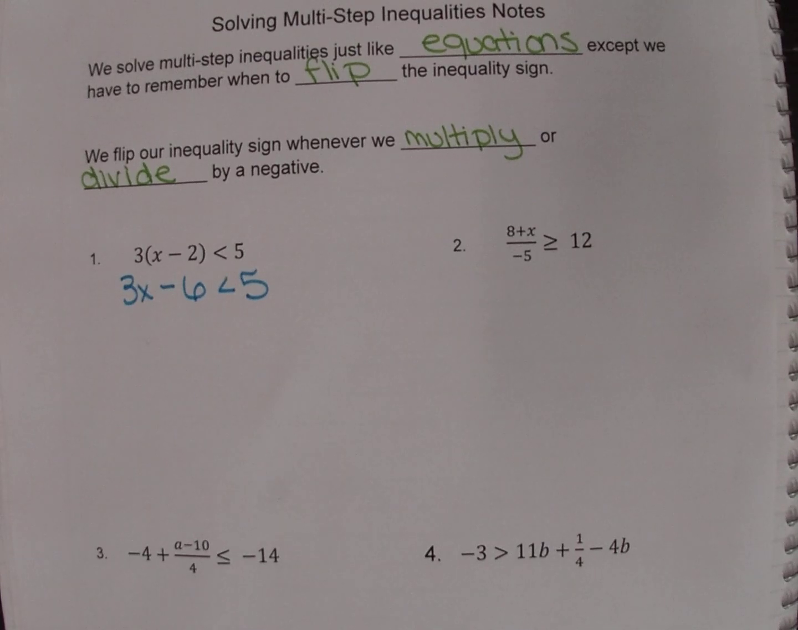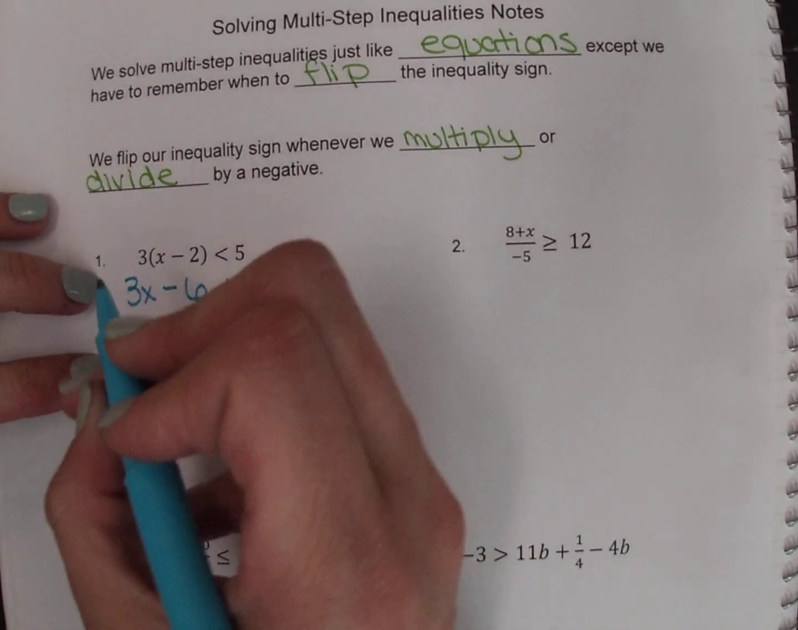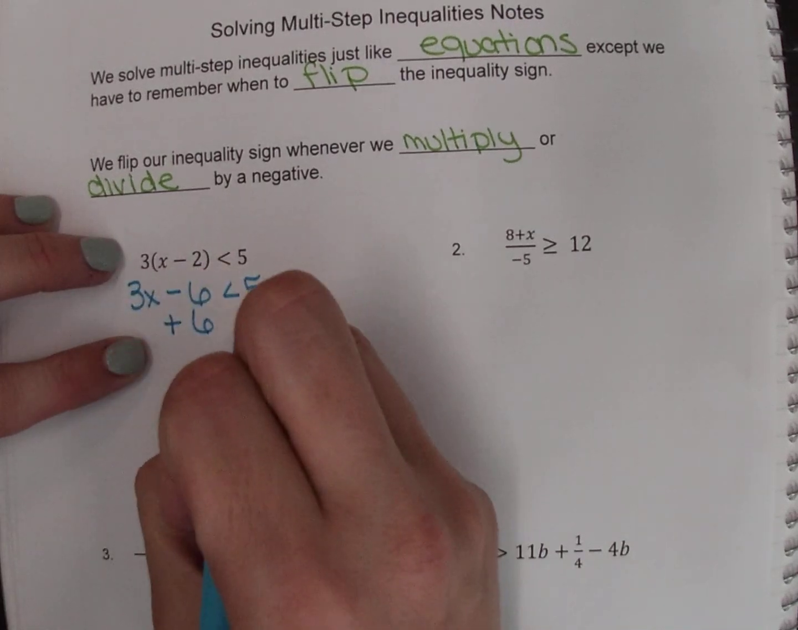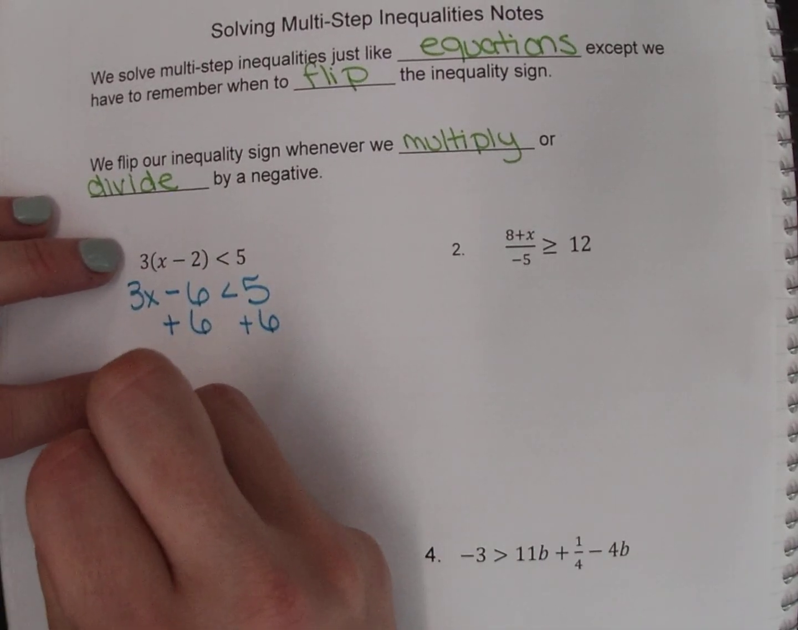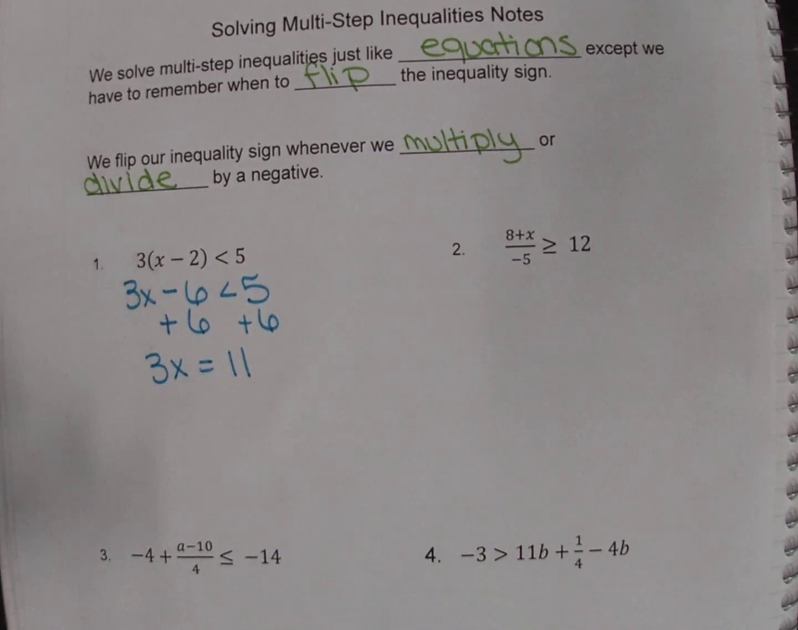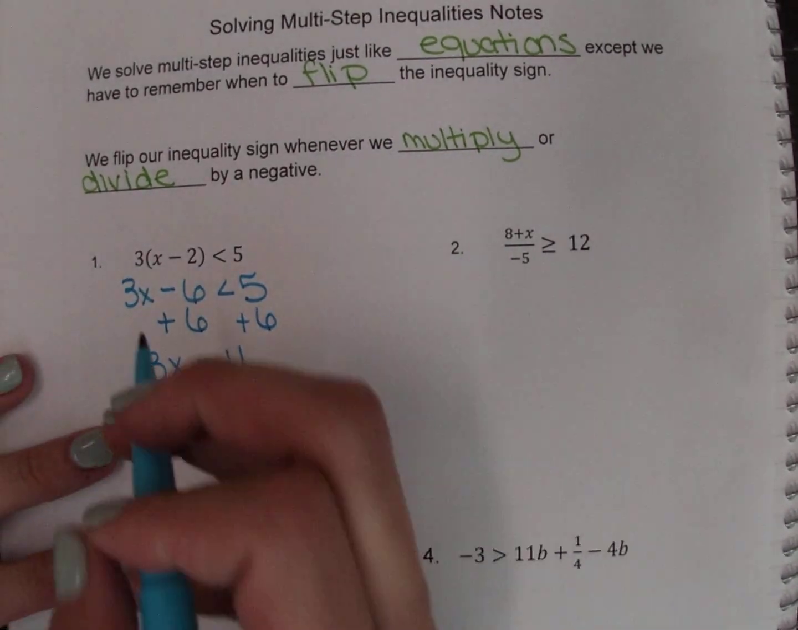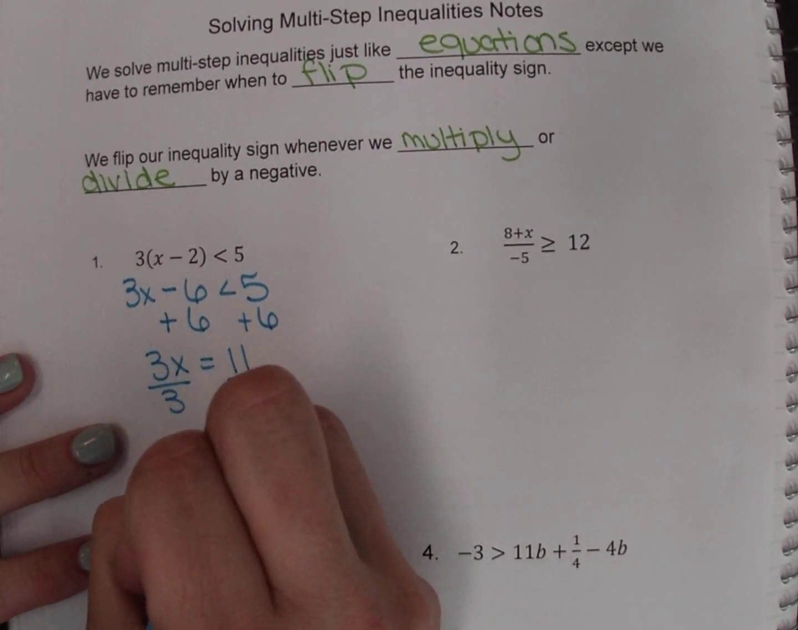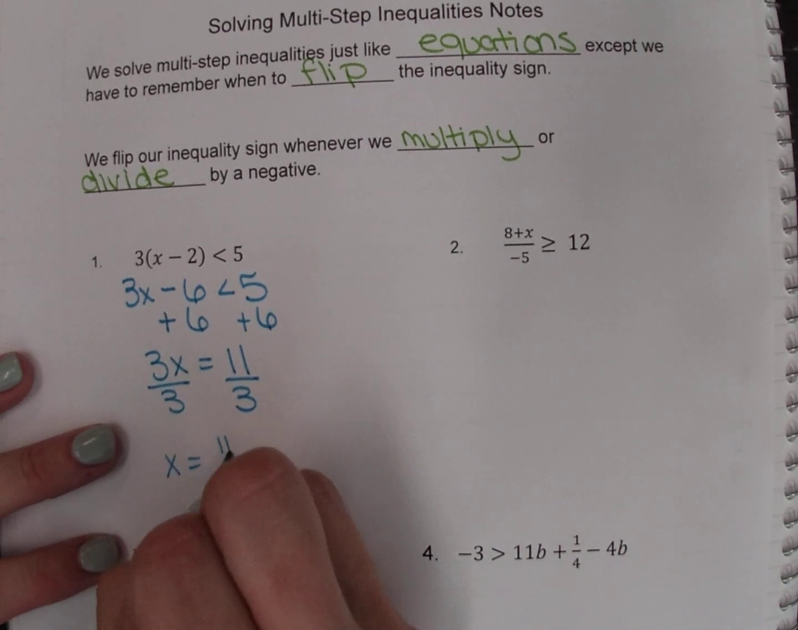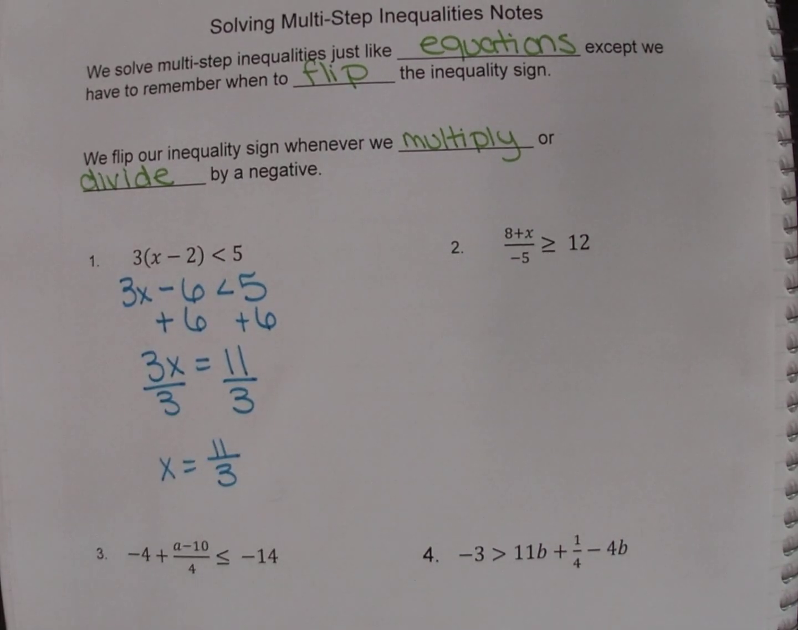Okay, once we've distributed, there's no other like terms or anything to get together. This is just a basic two-step equation. So we will undo subtraction with addition. We'll get 3x equals 11. And we will undo our multiplication with division. And we will get x equals 11 over 3. You could obviously write that in another equivalent form. So you could do 3 2/3 or 3.6 repeating.